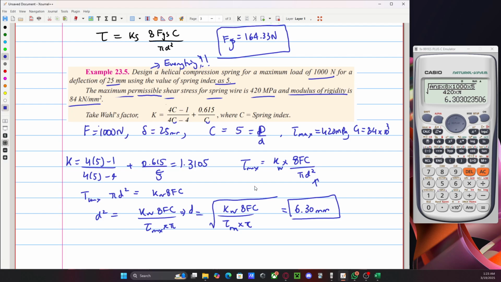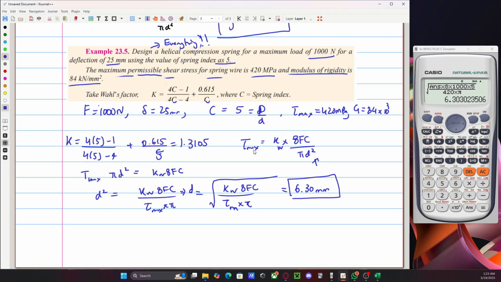But this is just d. We need the outer diameter. When we're looking at design, we need to look at the outer diameter as well, which is D plus d. Now, we know what small d is. We can find out that c is capital D over d. So capital D is c times d. So let's try that. This times 5, 31.5, right?